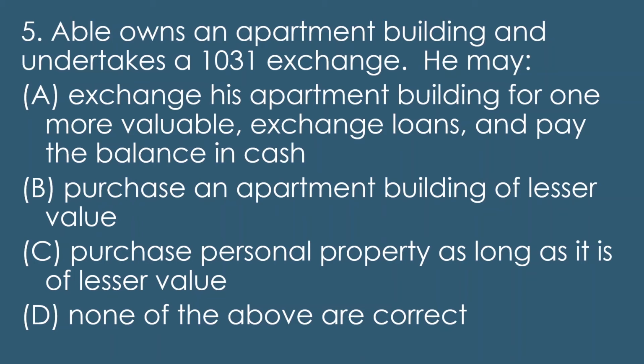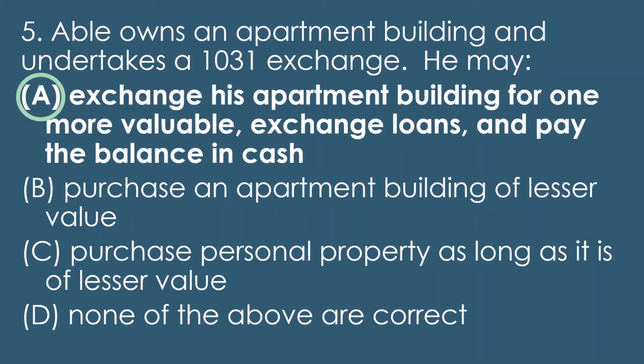D, none of the above are correct. That's not true because A is correct. So A is the best answer. Exchange his apartment building for one more valuable, exchange loans, and pay the balance in cash.